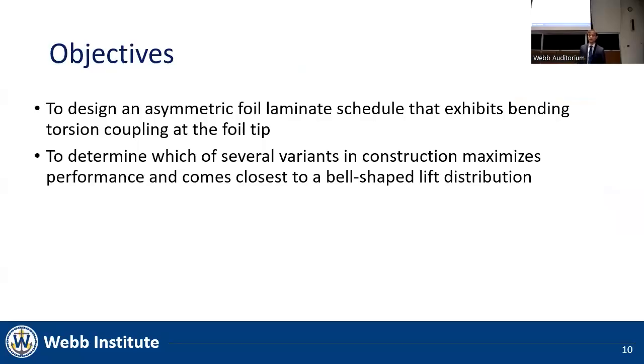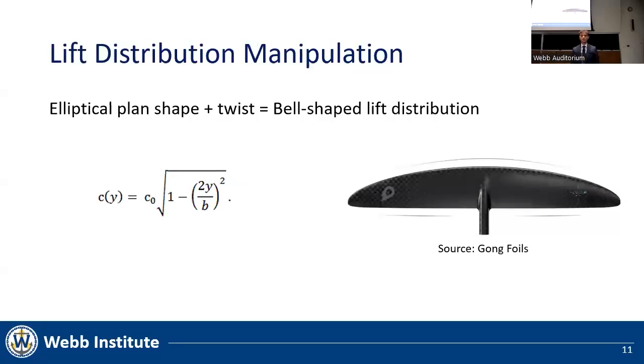The objectives of this thesis are to first design a laminate schedule for an asymmetric hydrofoil that results in bending torsion coupling at the foil tip, and then to determine which of several variants in construction maximizes performance and comes closest to a bell-shaped lift distribution. So how can we utilize bend-twist coupling to achieve our desired lift distribution?